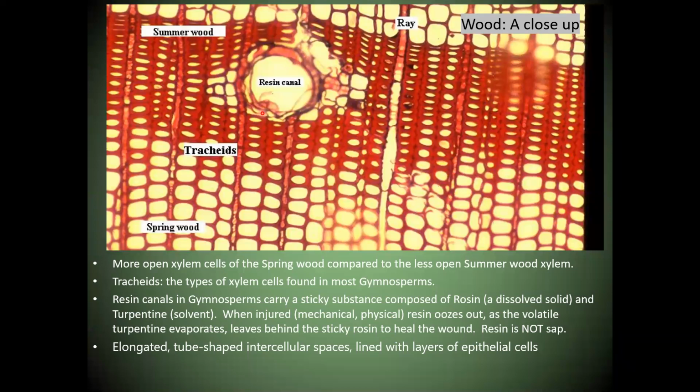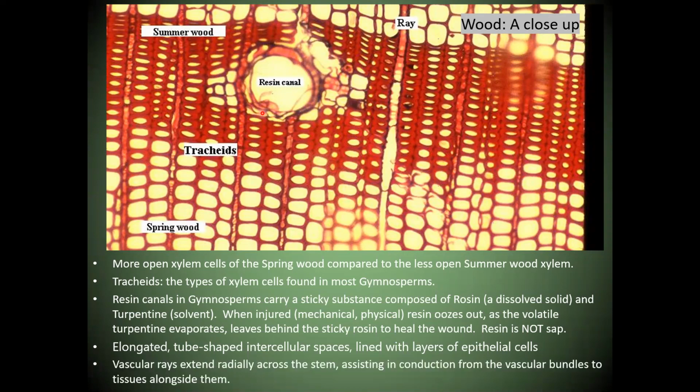So the actual resin canals are elongated, tube-shaped intercellular spaces, intercellular ducts that are covered with epithelial cells, right? So the resin canals themselves are not cells.